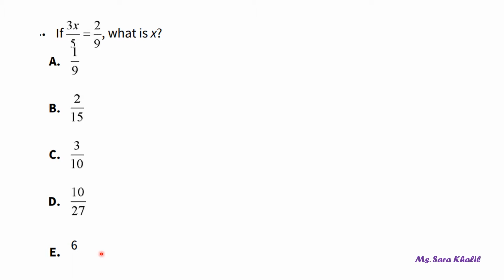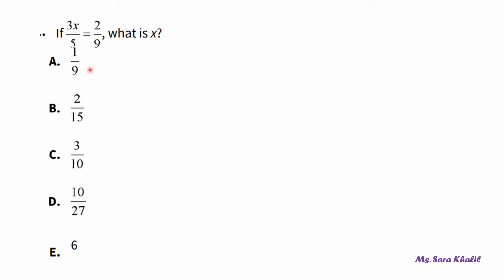The first question: if 3x over 5 equals 2 over 9, what is x? This question can be solved in two ways. Either trying to substitute the answers in x and finding out which one will end up in 2 over 9, or solving the equation by cross multiplication and finding x.